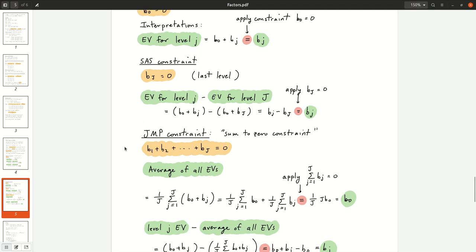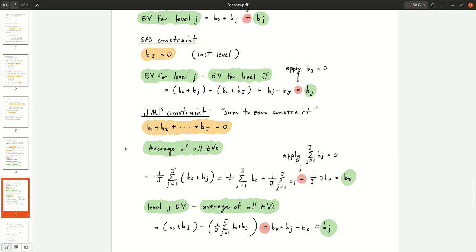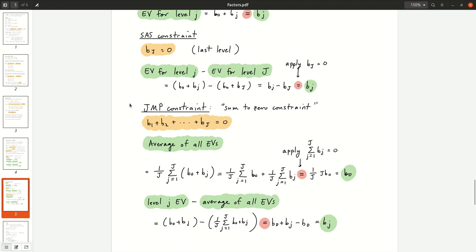There's another software program called JMP. This is kind of an offshoot of SAS. JMP uses a different constraint, which is a little bit more complicated. This is sometimes called the sum to zero constraint. So what they do is they take b1 up to b capital J, take the sum of those, and set that quantity equal to zero. Even though this involves multiple parameters, where all the other ones just involve one parameter, it's just a single equation. So we think of this as one constraint.